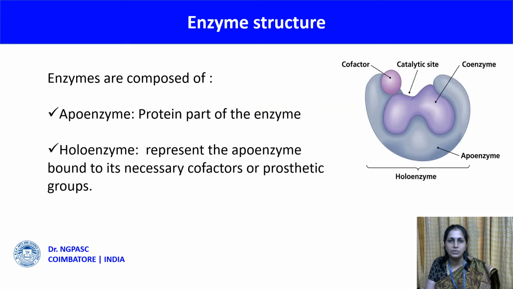Now let us move to the structure of enzyme. The enzymes are composed of apoenzyme, which is the protein part of the enzyme. So the figure depicted here indicates that the apoenzyme is the protein part of the enzyme. When this apoenzyme is bound with the cofactors or prosthetic groups, then it becomes holoenzyme. Apoenzyme is the protein part of the enzyme, whereas holoenzyme represents the apoenzyme bound to the cofactor or prosthetic group.